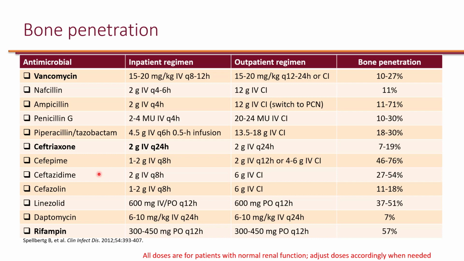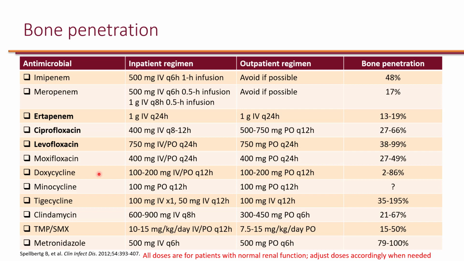Ertapenem, of course, is an exception because it's actually dosed once a day. So it's really not necessary to convert it to continuous infusion because it's similar to ceftriaxone, is dosed once a day. So it's really convenient for outpatient. So here you can see that it's recommended to avoid carbapenems other than ertapenem for outpatient if possible because of stability issues.